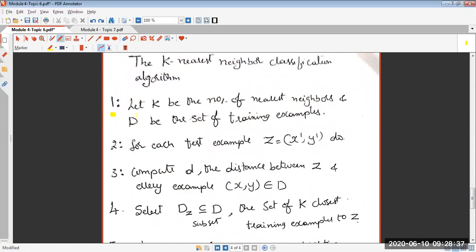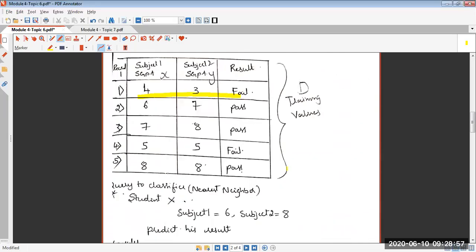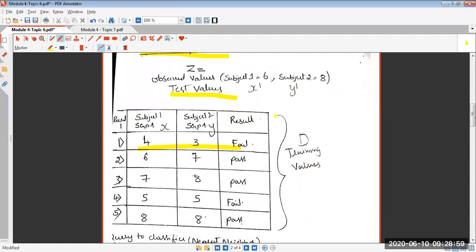Step 1. The value of k will be given. So how many nearest neighbors need to be considered? Let us represent it as k. Okay. So all the training examples, let us represent it as D. Training example means what you saw here, this one. That is what I have marked here, you can see. So all these training examples that were stored in the advanced data structure of this algorithm, we will call it as D.